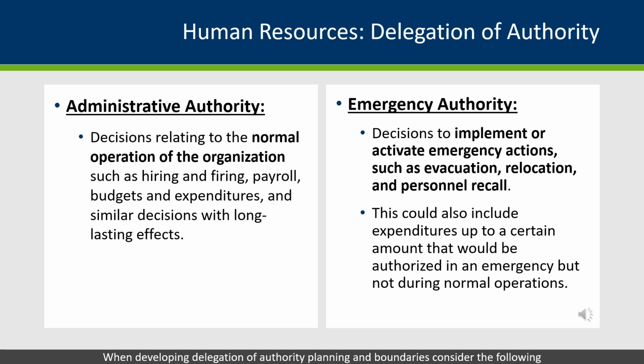When developing delegation of authority planning and boundaries, consider the following and identify if and when someone has the authority for these activities to act on behalf of key leadership. Can they hire or fire? Can they sign contracts?